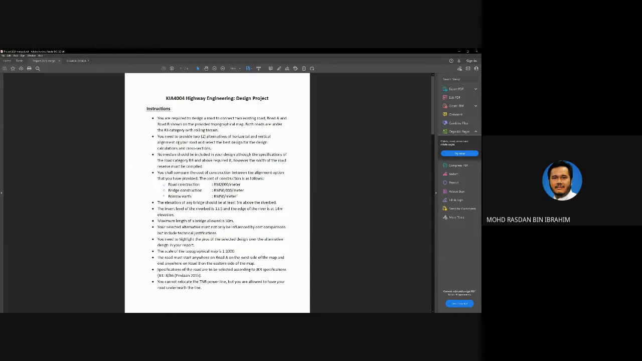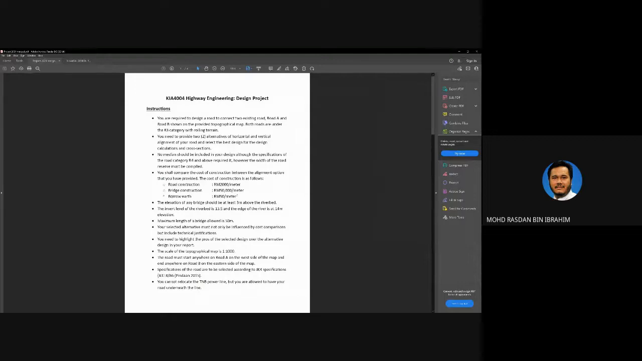So there is no way that you can start designing right now. I'm just going to go briefly through the instructions. No median. Then you have to compare the costs. If you're going to have a bridge, it's going to cost you 50,000 ringgit per meter, depending on the length of your bridge.